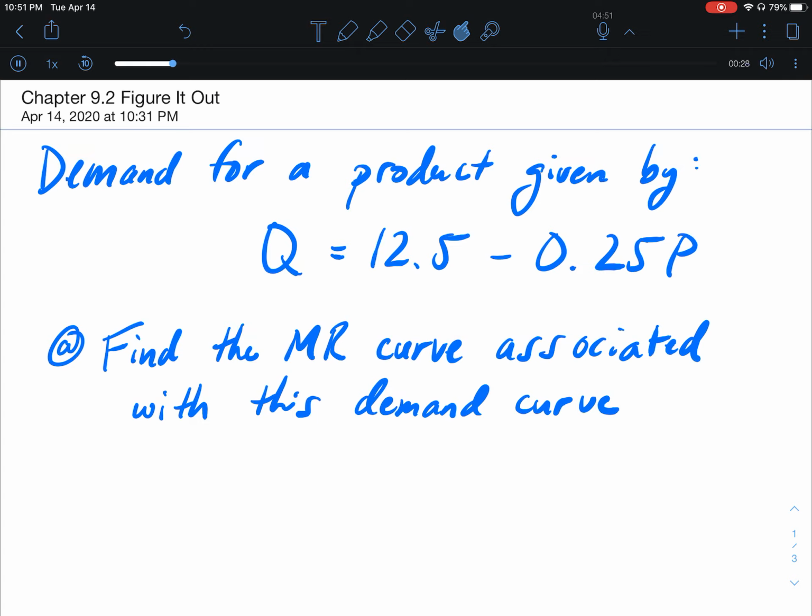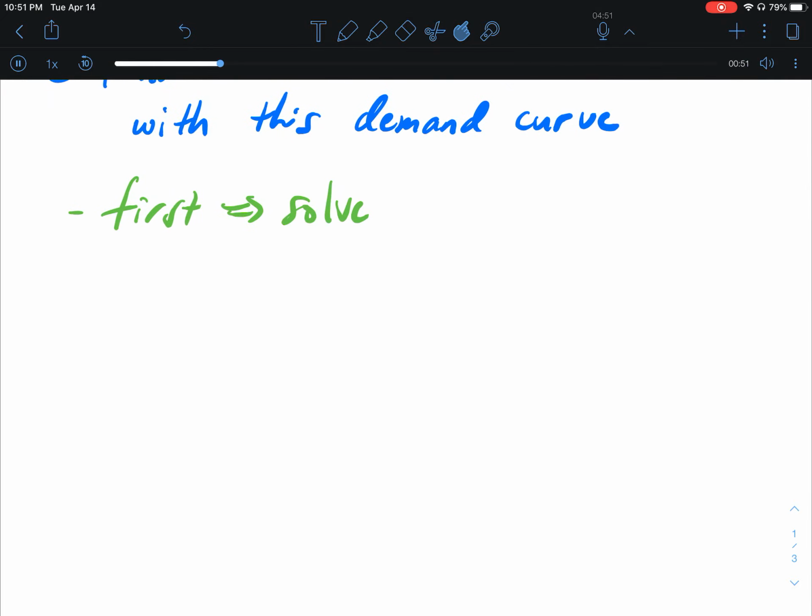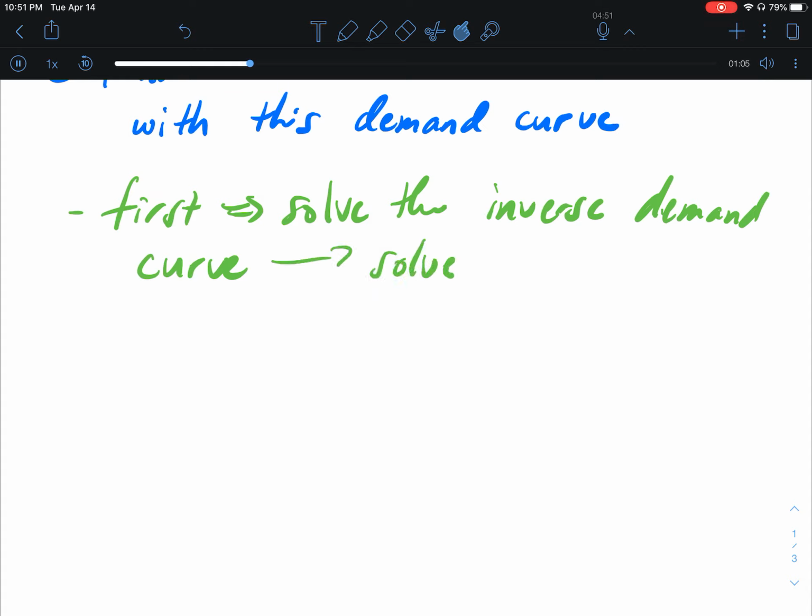So the problem just says that the demand for a product is given by Q equals 12.5 minus 0.25 P. And it first asks you to find the marginal revenue curve associated with this demand curve. So the first thing to do is solve the inverse demand curve. What does that mean? It just means flip the demand curve, and solve for P.